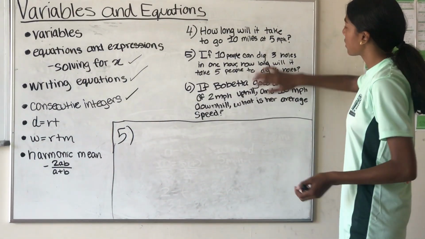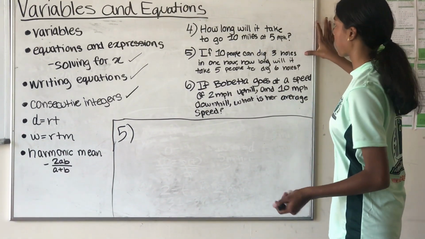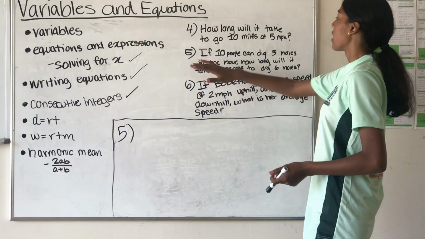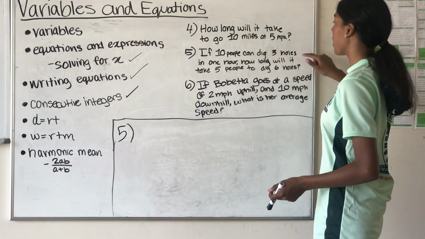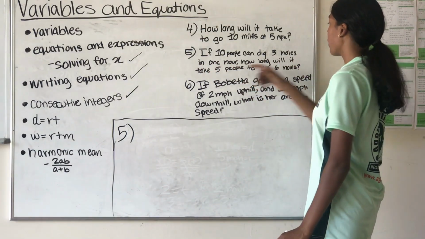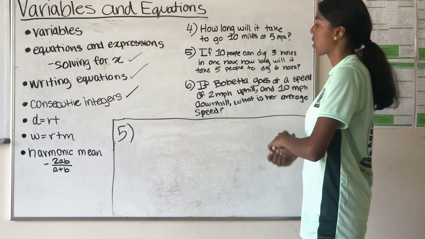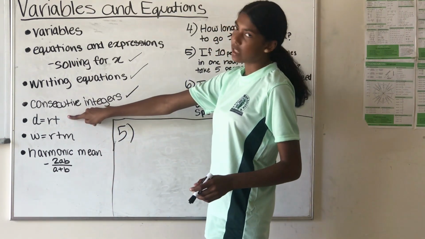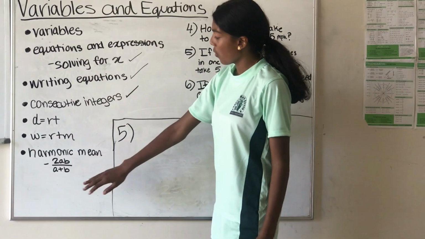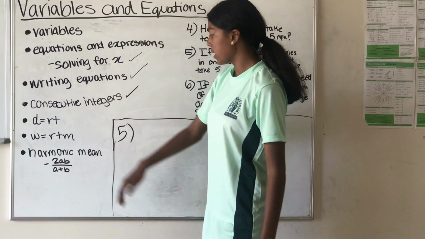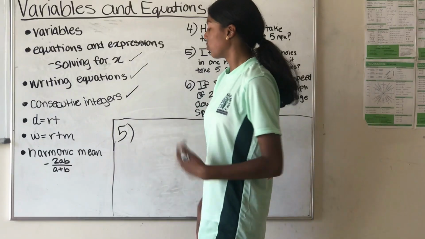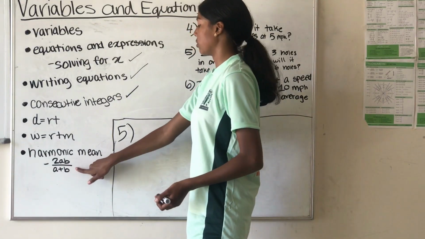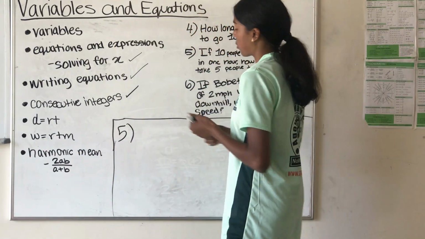So now we're going to move on to the 5th example problem. It says, if 10 people can dig 3 holes in 1 hour, how long will it take 5 people to dig 6 holes? Let's see which formula we're going to be using first. We're not going to be using this, we don't have any speed. We're not going to be using this because, again, we're not trying to find the average of 2 speeds. So we're going to be using W equals RTM.